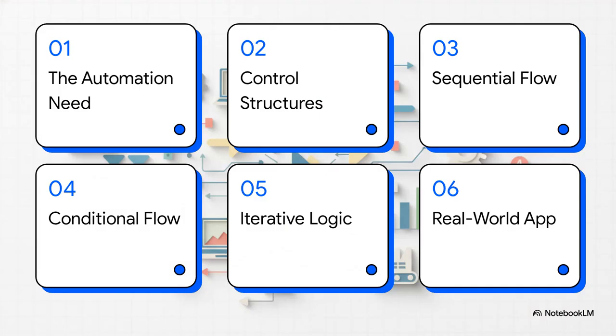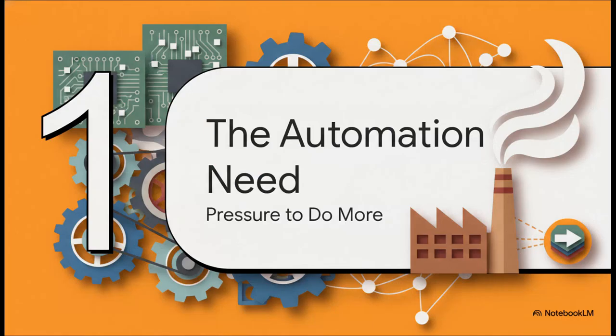Well, here is our roadmap for figuring that out. We'll start with the automation need, then dive into understanding control structures. From there, we'll break down sequential, conditional, and iterative flow, and wrap up with real-world automation implementation. Let's jump in. Section 1.